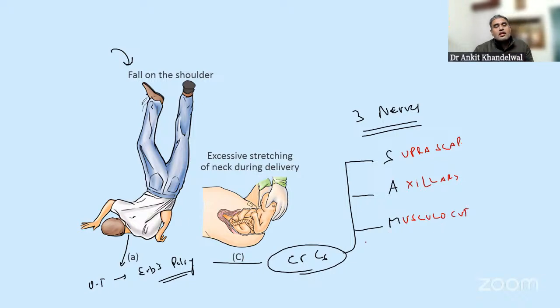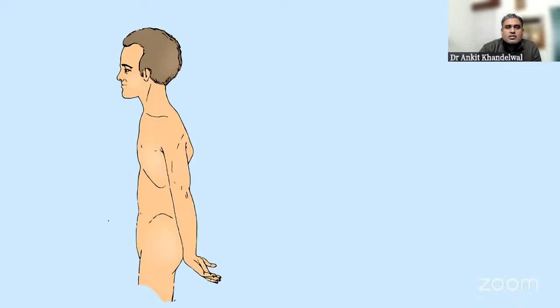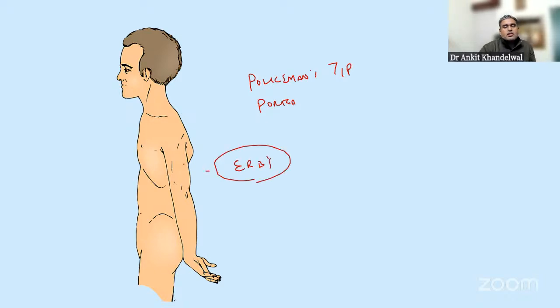These three nerves are mainly involved when this sort of injury, when there is undue separation of neck and shoulder, either in breech delivery, excessive stretching on the neck, or when the person falls down on the side of the head. Erb's palsy. This is also known as policeman's tip hand, or porter's tip deformity, right? This is the attitude of the limb in Erb's palsy.